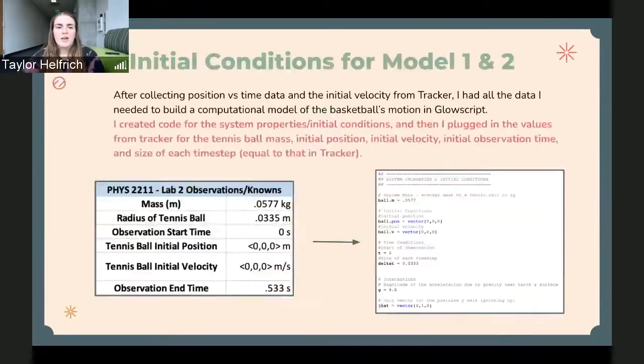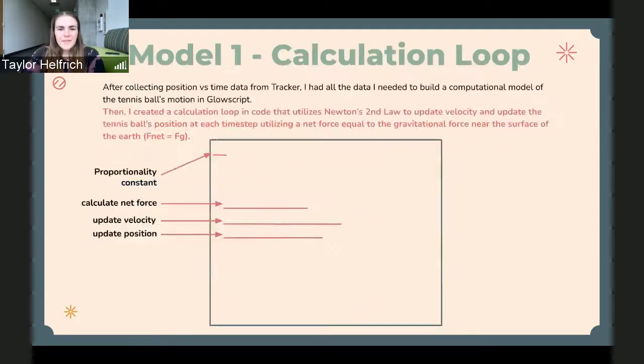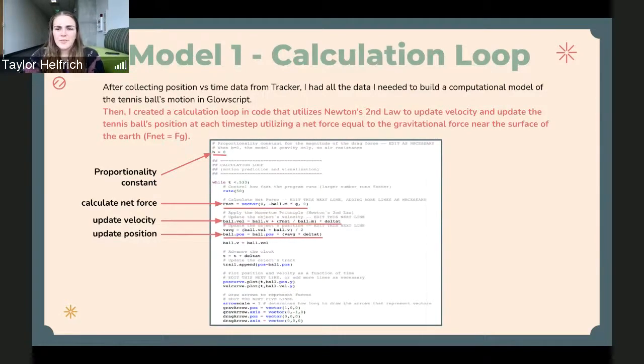So going into the modeling, we use those initial conditions for each model and input them into the GlowScript code, as you can see on the right. And then for the first model, the calculation loop utilizes Newton's second law to update velocity and position with a net force equal to Fg. So we see that the proportionality constant is 0, the net force is just Fg, and then we utilize the net force to update velocity and position.